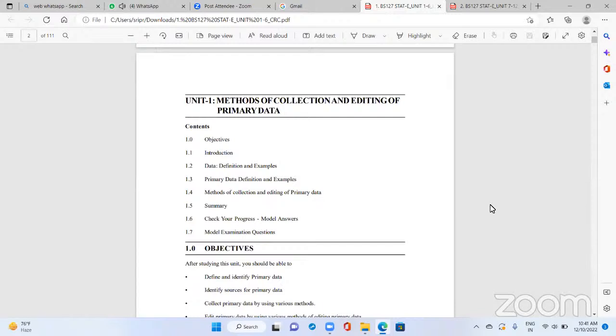This data collecting generally has 2 methods. One is the primary data and one is the secondary data. So in that, methods of collection and editing of primary data, what are the objectives? What are the introduction, data, definition, examples, primary data, definition, examples, methods of collection and editing of primary data, summary, check your progress, model answers, model examination questions.